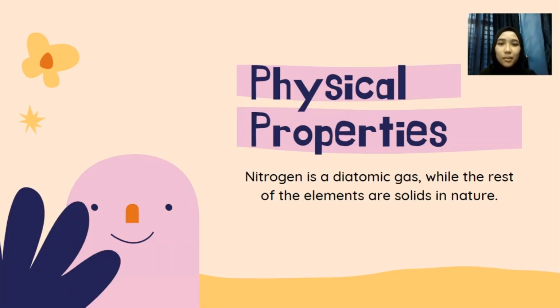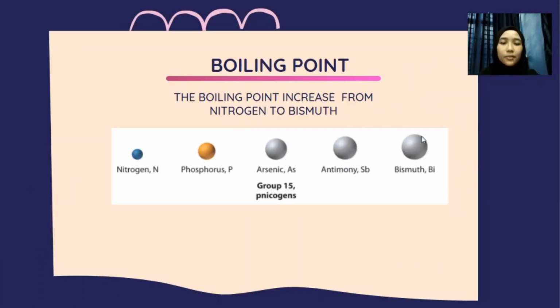I will explain about the physical properties of group 15. Physical properties include physical state, boiling point and melting point, metallic character, density, and allotropy. Nitrogen is a diatomic gas, while the rest of the elements in group 15 are solids in nature. For boiling point, the boiling point increases from nitrogen to bismuth.